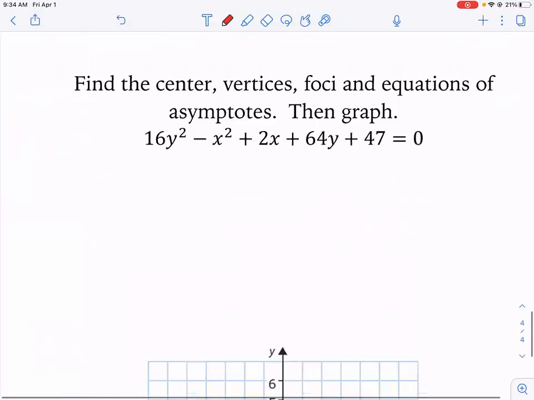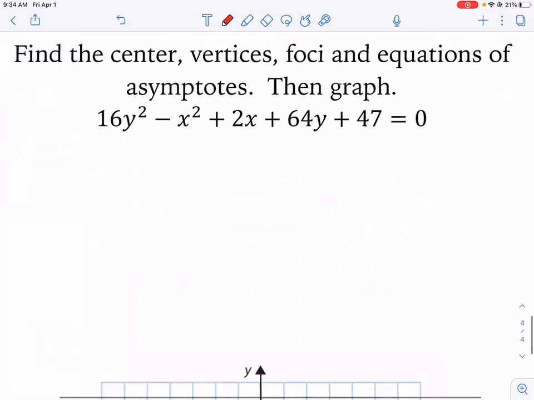Okay, now here I have one that's not in standard form. And Nick, I hope we can continue to answer your question once this is in standard form. Go ahead and write this down, and I want you to think about how we would know that this is a hyperbola.